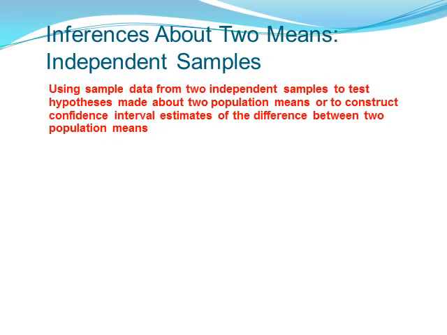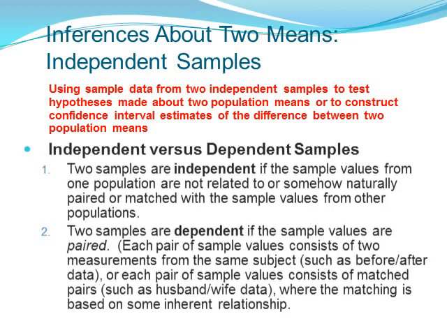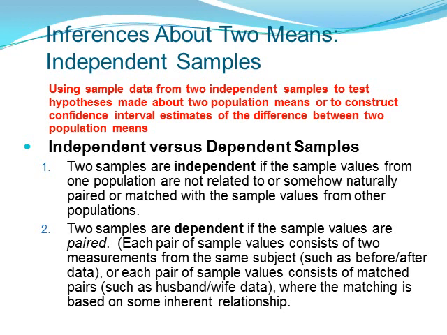When we use sample data from two independent samples to test hypotheses made about two population means, or if we want to construct a confidence interval estimate of the difference between two population means, we have to first understand the difference between an independent versus a dependent sample. An independent sample involves two samples where the sample values from one population are not related to or somehow naturally paired or matched with the sample values from the other population.